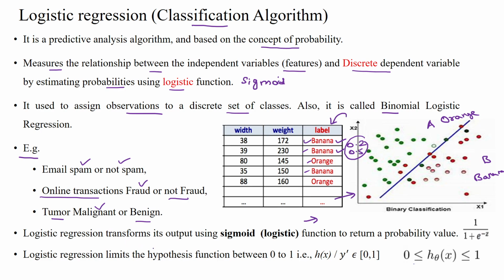Logistic regression transforms its output using the logistic function by calculating the probability value. We use the function 1 divided by 1 plus e power minus z. The logistic regression value is always between 0 and 1. That means the calculated output h of x, or y dash, lies between 0 and 1. It can be represented as the hypothesis value we have calculated.